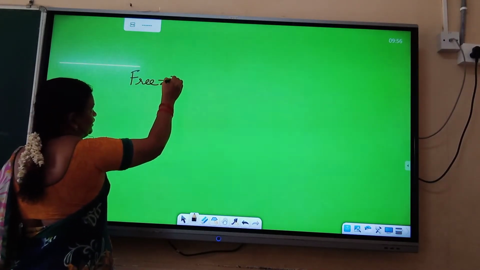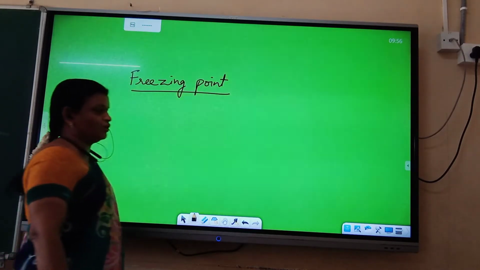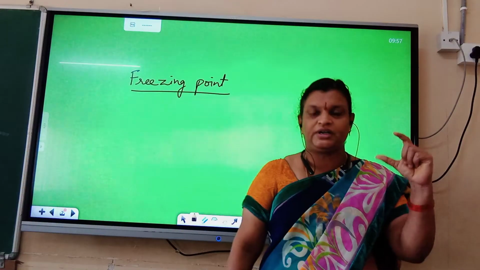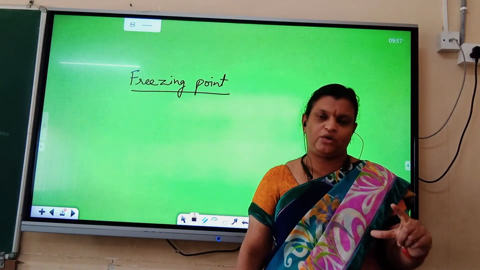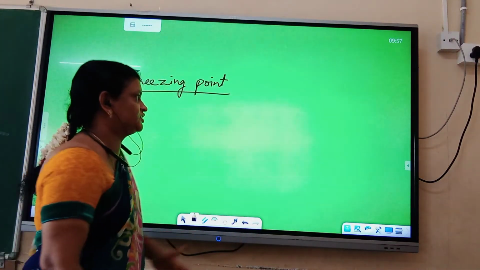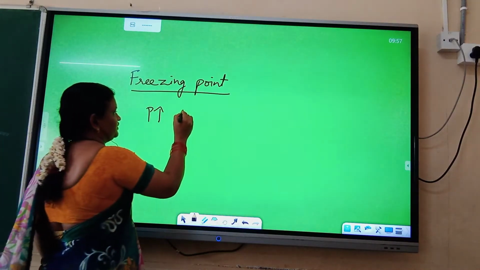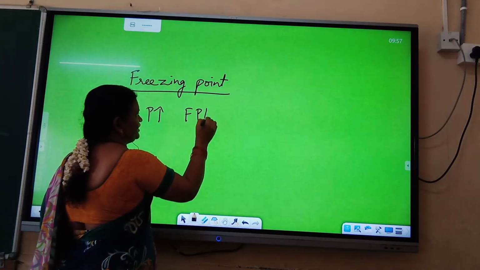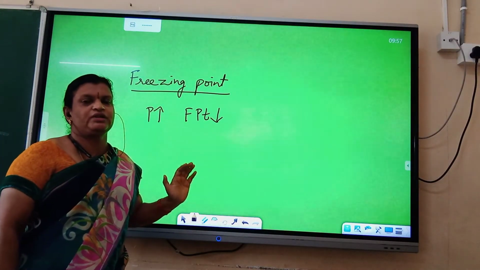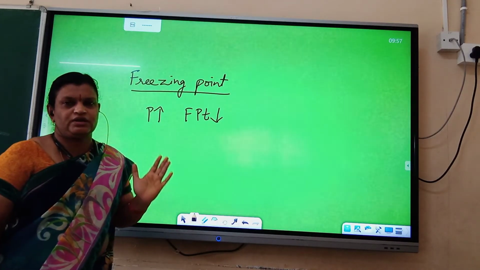Freezing point is the point where water will convert into solid state. So whatever the pressure is there in the solid, that particular pressure has to be acquired by the liquid, then only it turns into solid state. By this way you can understand that whenever the pressure increases, freezing point is going to decrease. That means at very low temperature only, water will be converted into solid state.